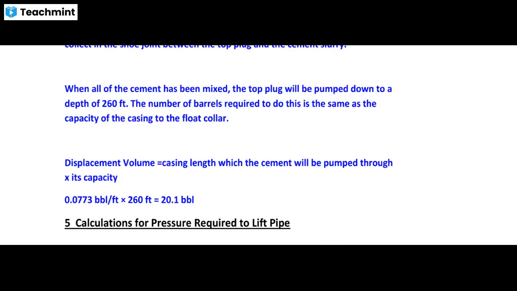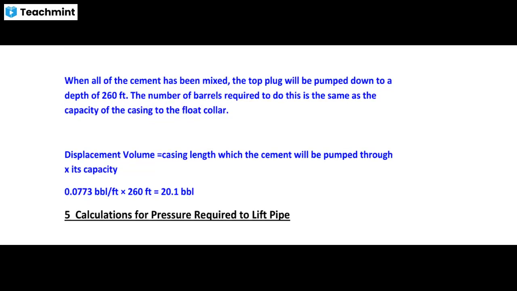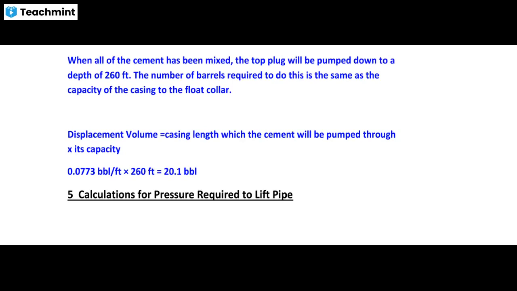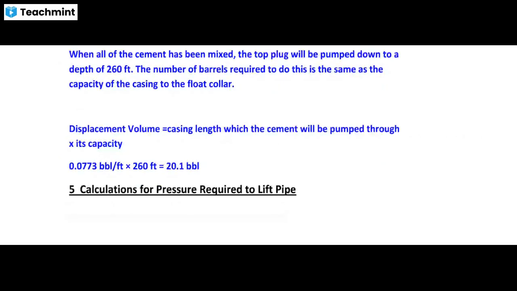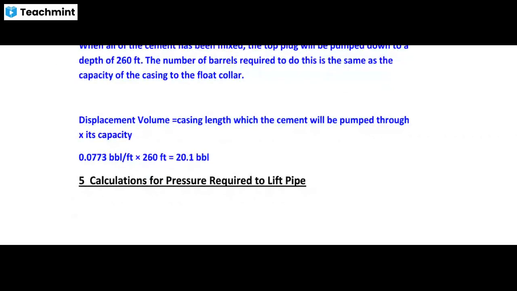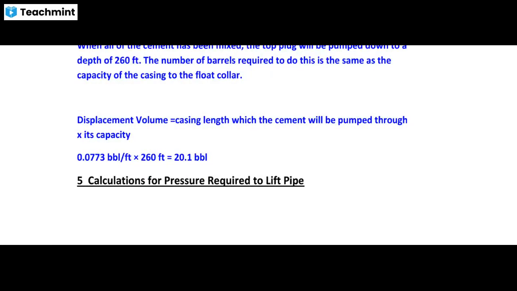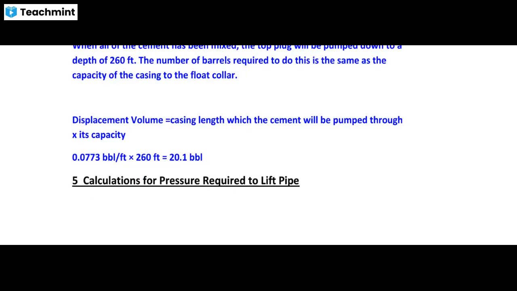Therefore, it is the number of barrels required, same as the capacity of the casing to the float collar. So you will get displacement volume equal to casing length, which the cement will be pumped through, times its capacity. So you will get 0.0773 times 260 feet, which gives 20.1 BBL. Next is number 5, calculation for pressure required to lift the pipe.